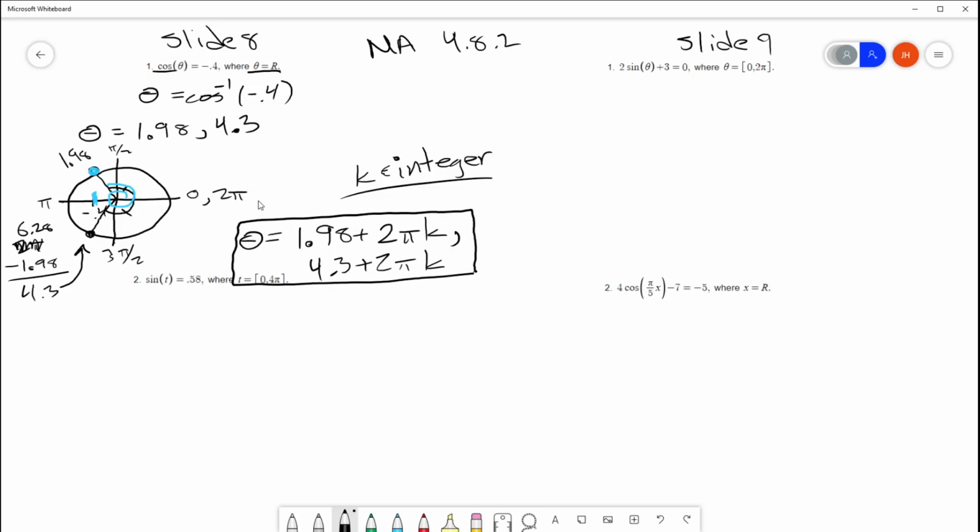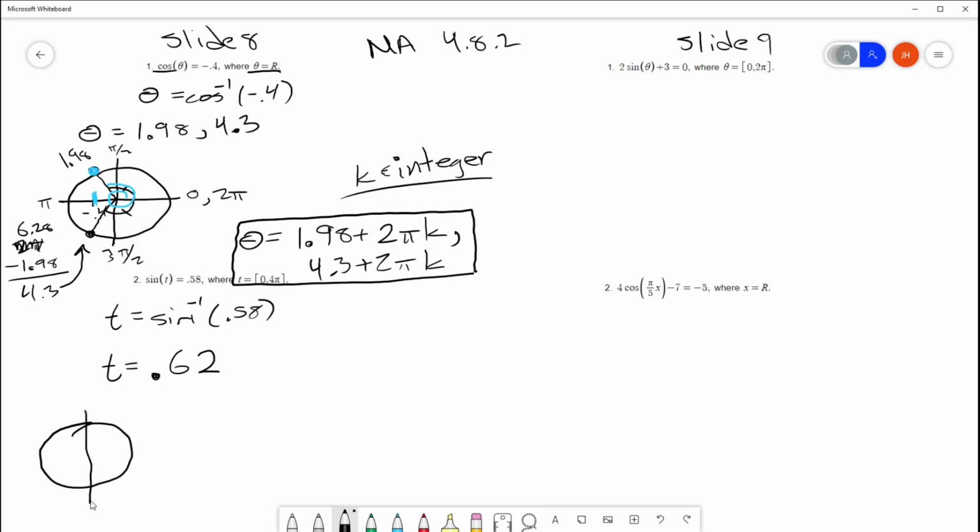Let's do the second one then. For the second one, I have sine of t equals 0.58. Same thing, I just need to do an inverse sine. So I'm going to have t equals the inverse sine of 0.58. Let me just do that real quick on Desmos. Sine to the power of -1 of 0.58. I get that t would equal 0.62.